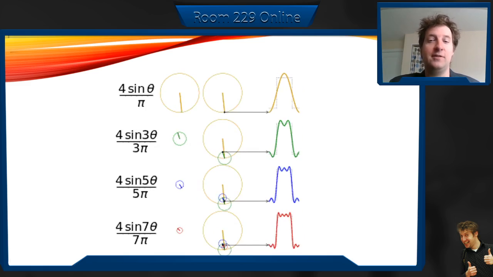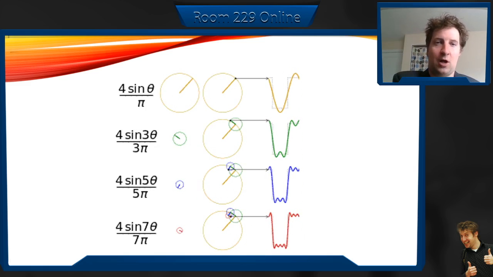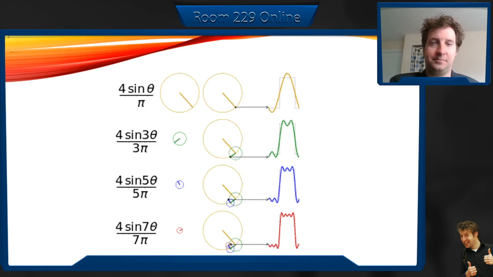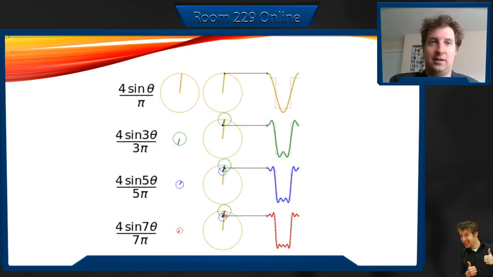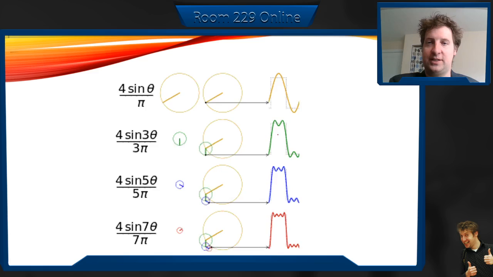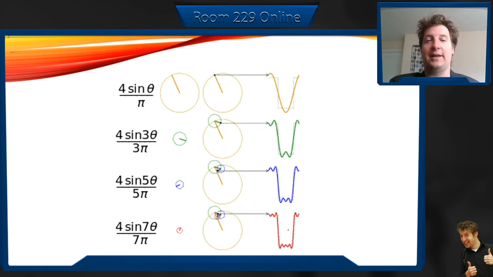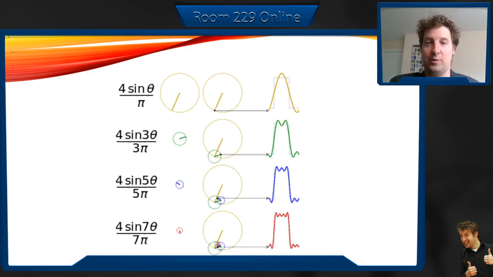If we have an infinite sum of these, notice these are all odd wavelengths. Right? This is the full wavelength here, and this is a third, a fifth, seventh, and you keep going. If I add up an infinite number of those, I'll end up with a square wave.